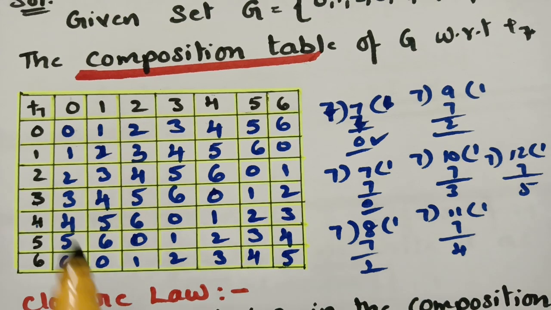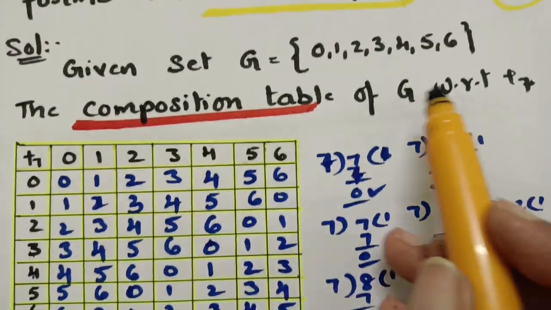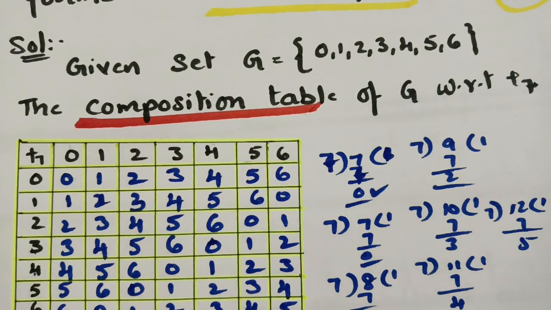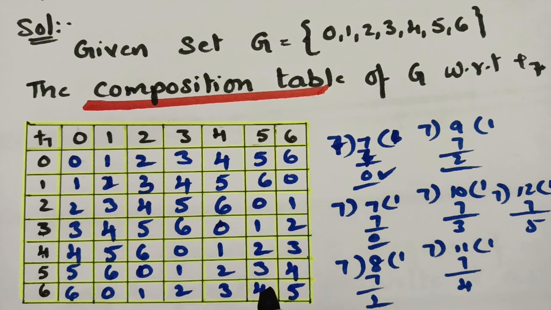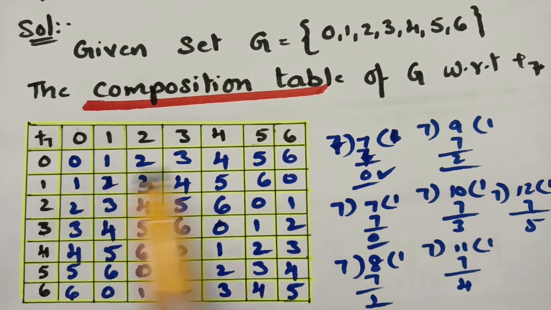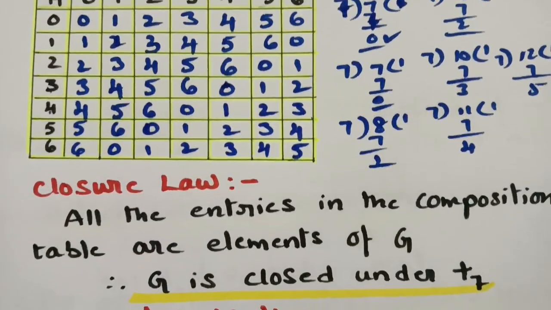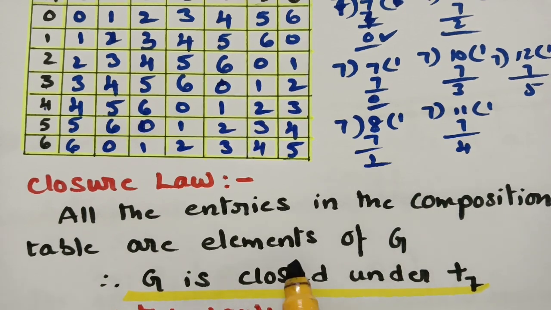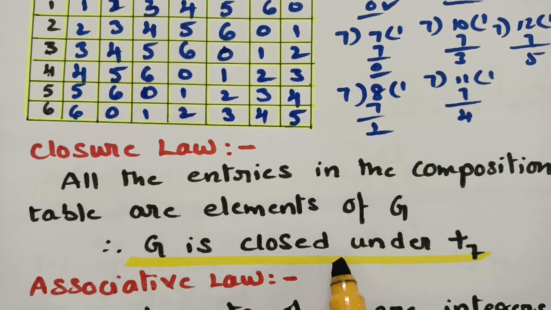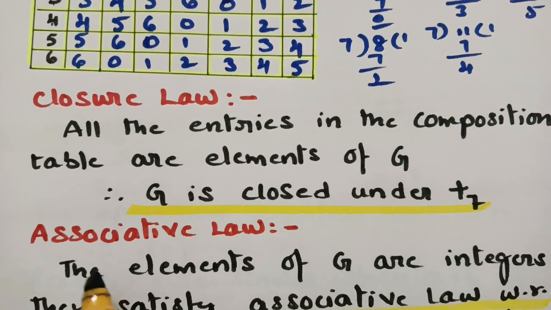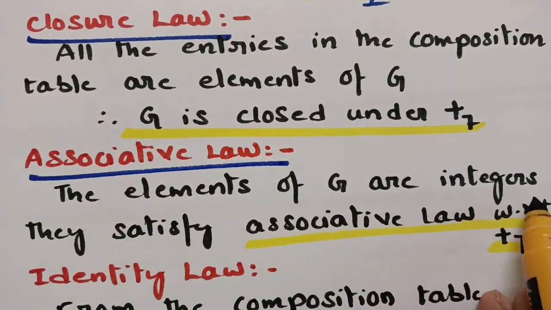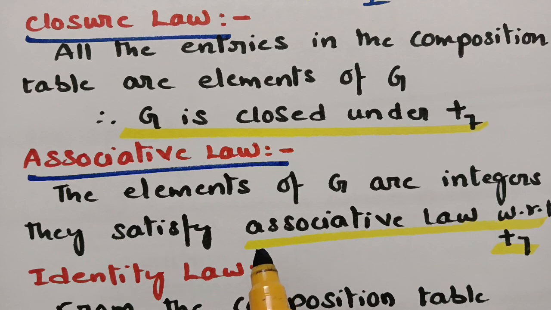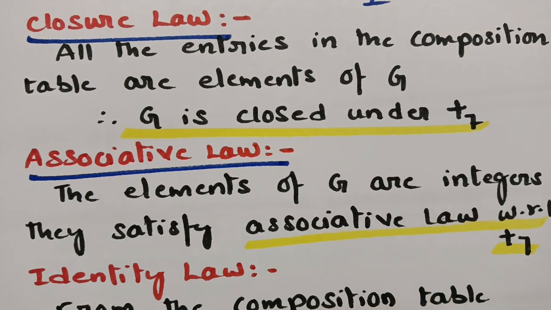So if you observe all these, all the elements are the elements from the set G. Set G is nothing but 0, 1, 2, 3, 4, 5, 6. So here also there is no element which is less than 0 or greater than 6. All the elements are 0, 1, 2, 3, 4, 5, 6. And therefore, according to the closure law, all the entries in the composition table are the elements of G, and therefore G is closed under addition modulo 7. So closure law is satisfied. And next, coming to associative law, the elements of G are integers, and we know that the set of integers satisfies the associative law, and therefore G satisfies associative law with respect to addition modulo 7.